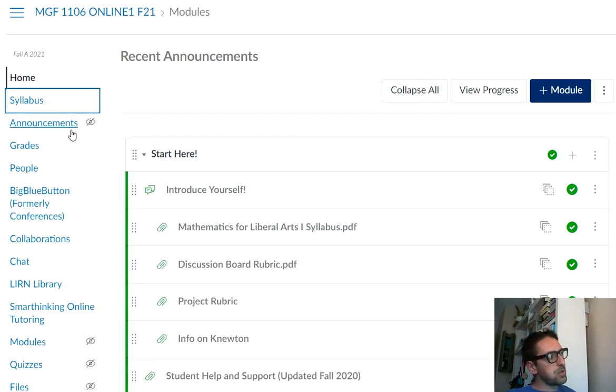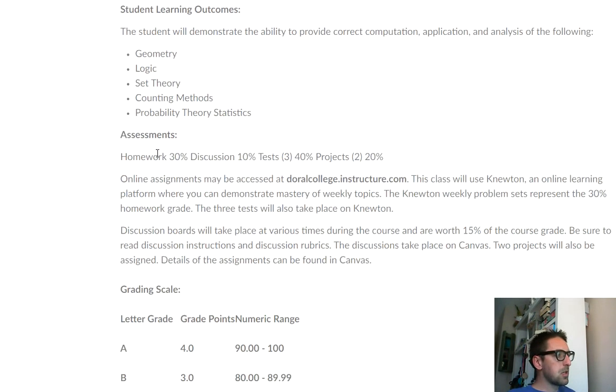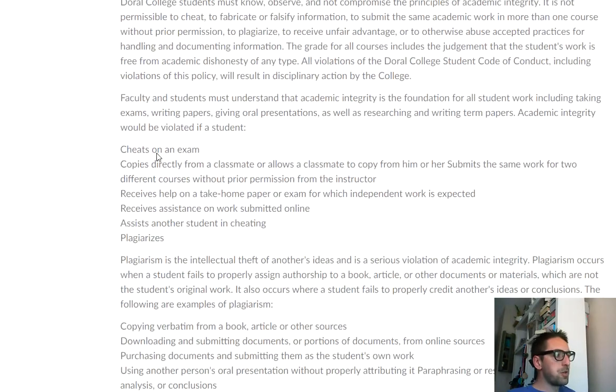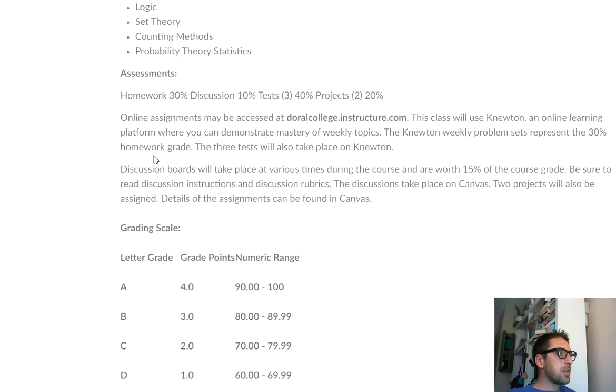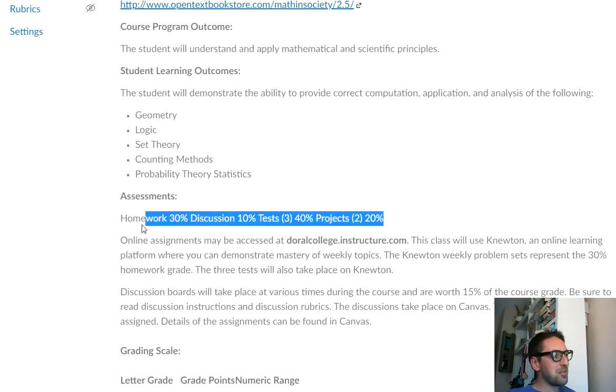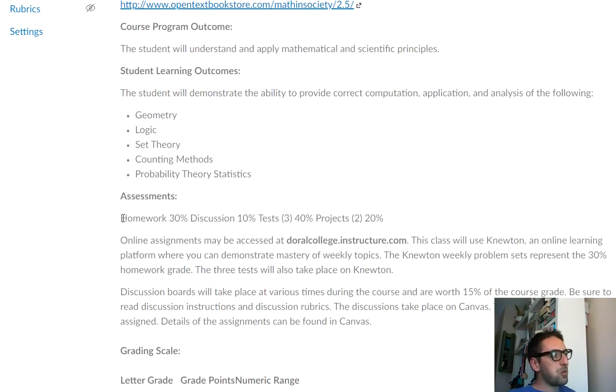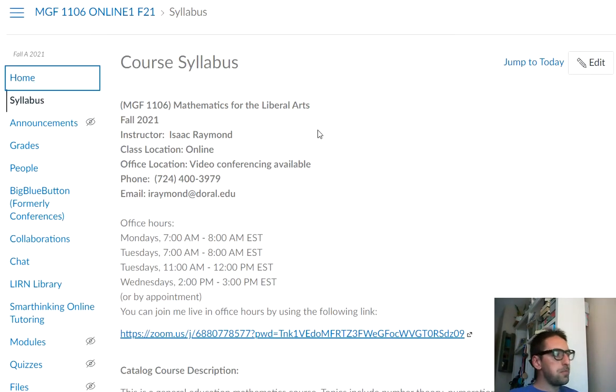First place you'll want to go is the syllabus. You can go ahead and check out the syllabus on your own. I won't bore you by reading off every detail. The one thing I always like to highlight is the bottom line here. For the course, homework is 30%. The homework are your Newton assignments each week. The discussions are 10% of the grade. Tests are 40%, and then there's 2 projects that are worth 20% of your grade.